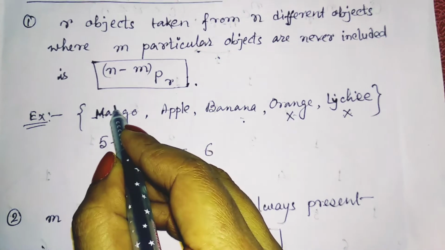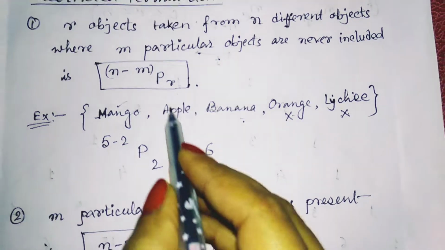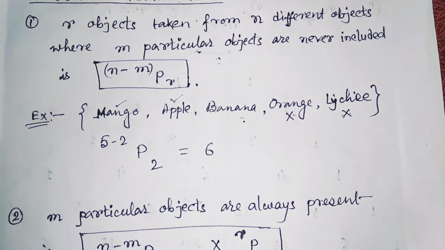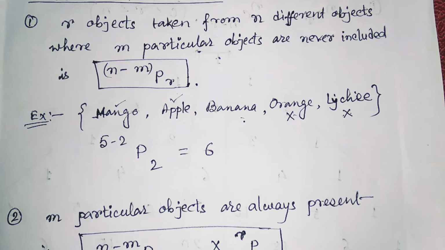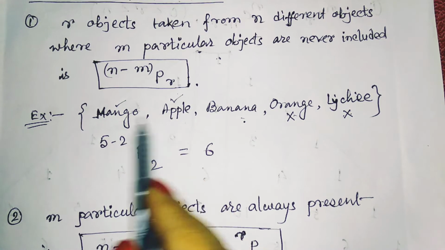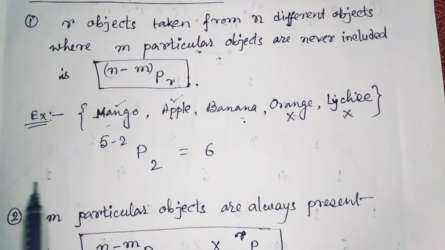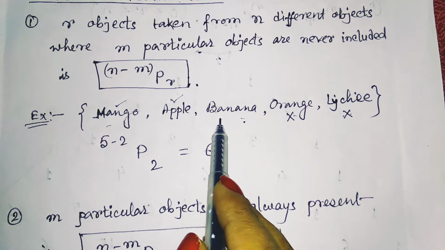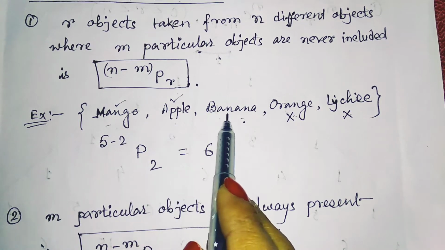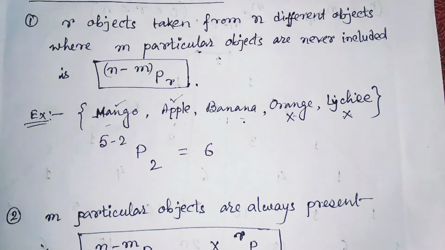Here, in the first choice, suppose we take mango and in the second choice we take apple. In the second set, we can choose first apple, then mango. Then two types of combinations are there: mango-banana, banana-mango, apple-banana, banana-apple. So these are the total 6 different choices, and this is the total number of permutations we can do in the situation.